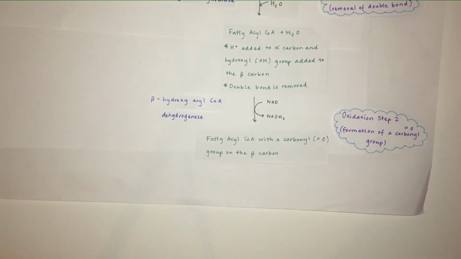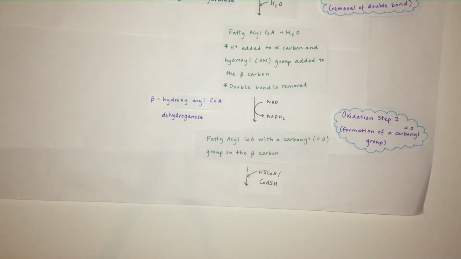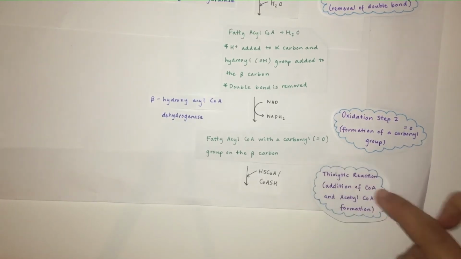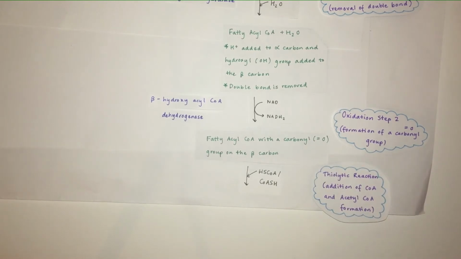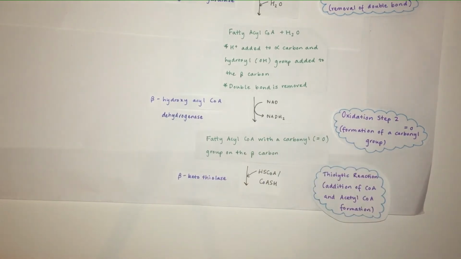And that's why it's called beta oxidation, because we're really working on that beta carbon to break down the fatty acid. In the final step, a HS-CoA or a CoASH, which is just a molecule that is used in this reaction. So it's called the thiolytic reaction. So we add a CoA and we form acetyl-CoA. And the enzyme here is beta-ketothiolase.